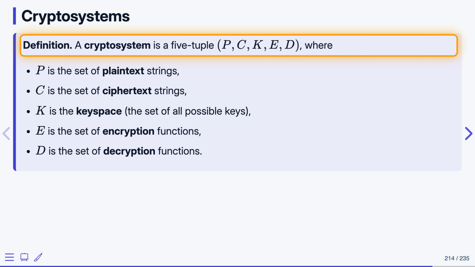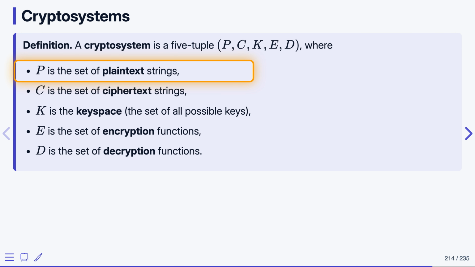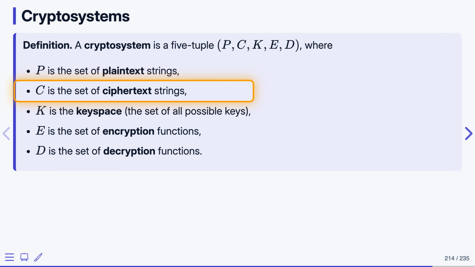Let's give encryption a clean, general definition, so we can talk about any cipher at once. A cryptosystem is a package of 5 parts. We write it as P, C, K, E, D. P is the set of plain text strings. Plain text is the plain message before we hide it. C is the set of ciphertext strings. Ciphertext is the scrambled message.